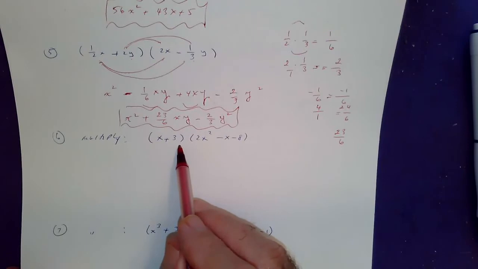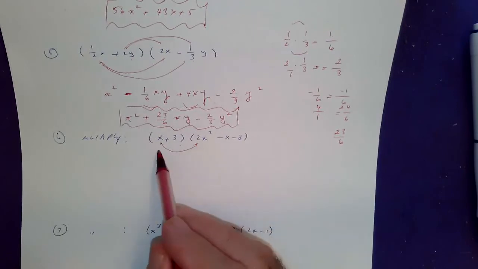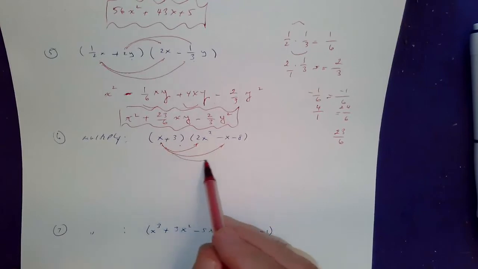Now I have a binomial multiplying by a trinomial. No problem. Just take the x, distribute by these three terms.